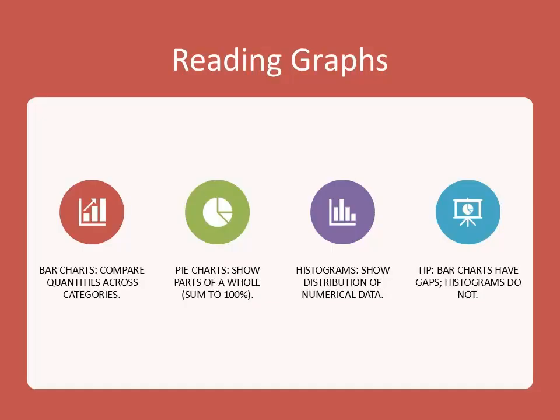Graphs help us understand data quickly. You'll see bar charts, pie charts, and histograms frequently. Bar charts compare values across categories, like number of students per major. Bars are separated because categories are distinct. Pie charts show parts of a whole. Slices represent percentages adding to 100%. These are best when there are a few clear categories.